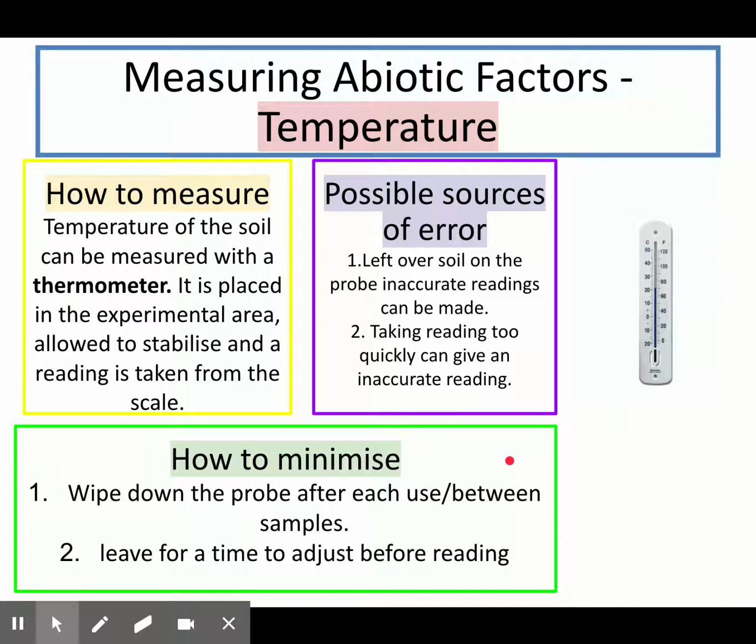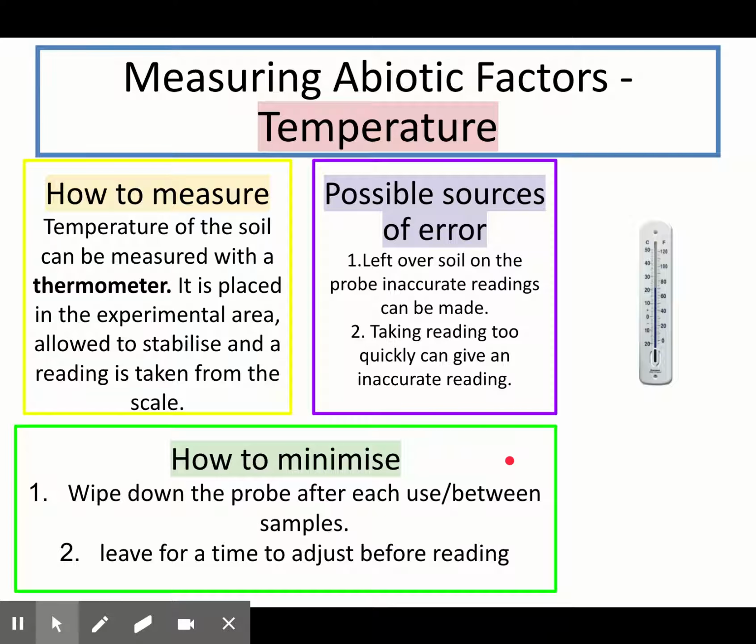Now here there are two possible sources of error that you can talk about. You can talk about the fact that there might be leftover soil on the probe after you've done a reading. So if you put the thermometer probe into the ground and then take it out, there could be some soil still stuck to the outside.